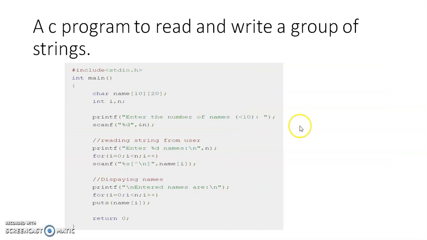So now we'll see a program to read and write a group of strings. First, reading the n value, how many strings you want to enter, like how many names you want to enter. For that purpose we are declaring a character array. Name is the name of the array, and [10][20]. 10 is the row size and 20 is the column size. It means maximum we can read only 10 strings, meaning 10 names whose length should not exceed 19 characters. So n value should be less than or equal to 10.